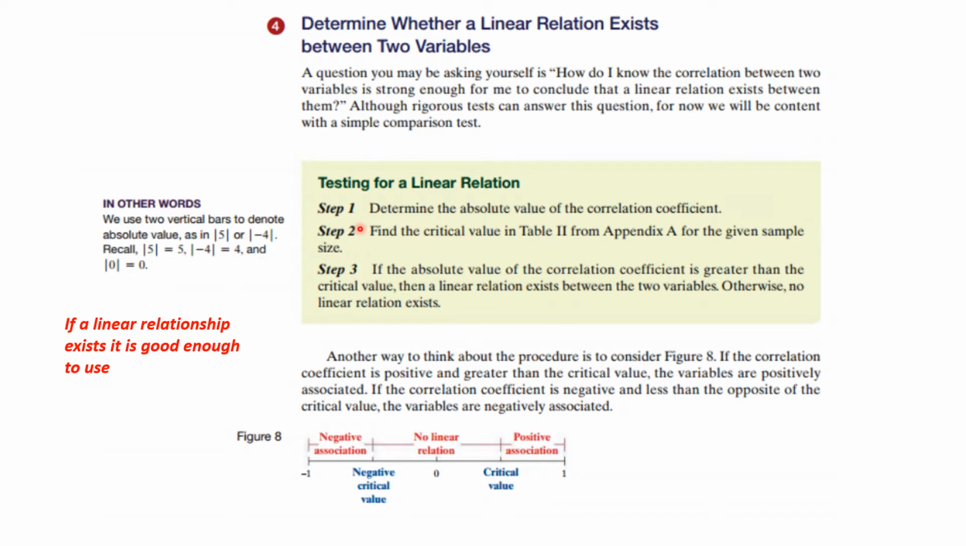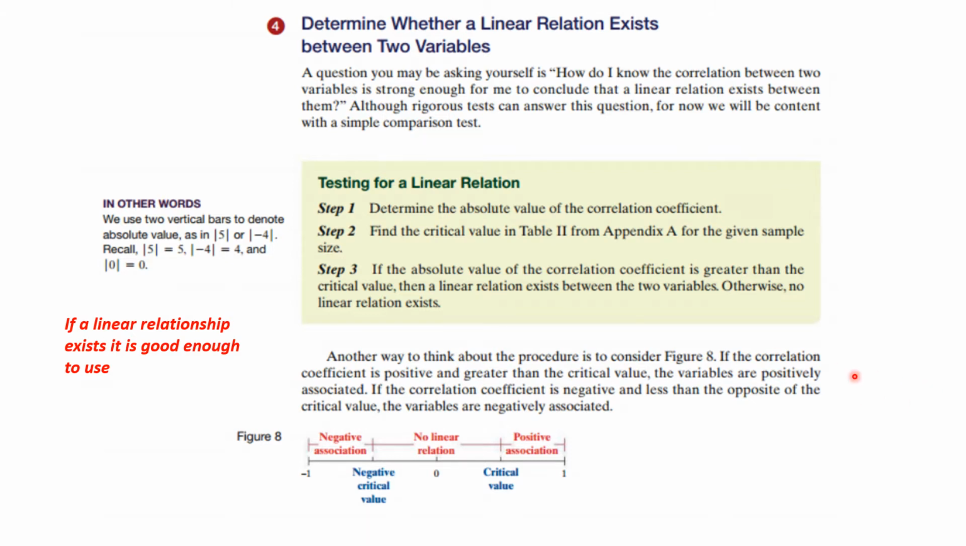So first step, you determine the absolute value of the correlation coefficient, which could be negative or positive. Step 2, find the critical value in Table 2 from Appendix A for the given sample size. We will show you this Table 2 in just a moment. And step 3, if the absolute value of the correlation coefficient is greater than the critical value, then a linear relationship exists, meaning it's good enough to use between the two variables. Otherwise, no linear relationship exists.